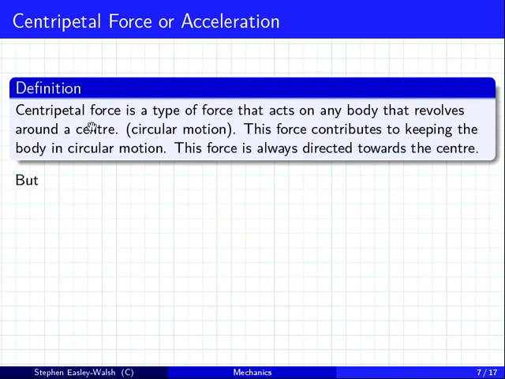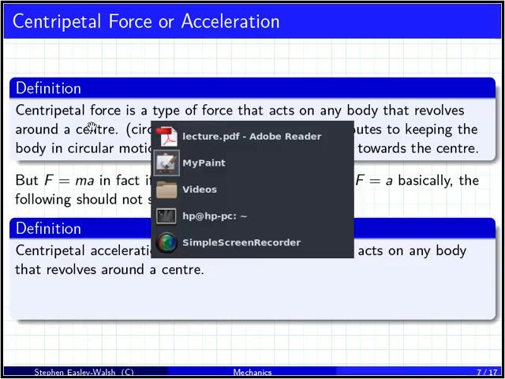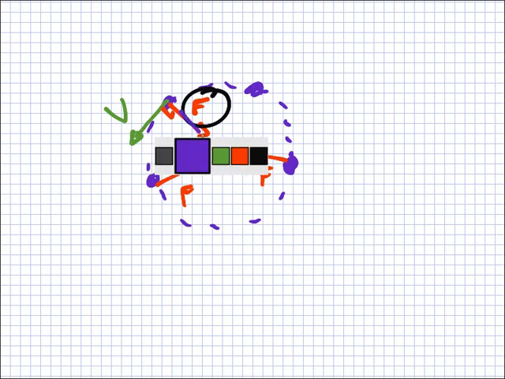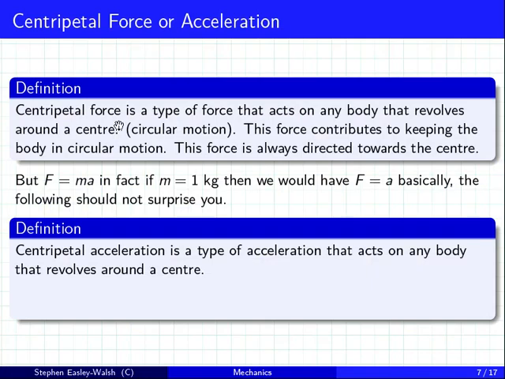Now, remember F equals ma. In fact, if m equals 1 kilogram, we would have quite simply F equals a. Basically, what I'm trying to say is it shouldn't surprise you that if there's an F here, then there's also an acceleration here. Because remember we said F equals ma. And in fact, if m was 1 kilogram, then F would equal a. So not only do we have a centripetal force towards the center, we also have a centripetal acceleration. So the acceleration is also directed towards the center.